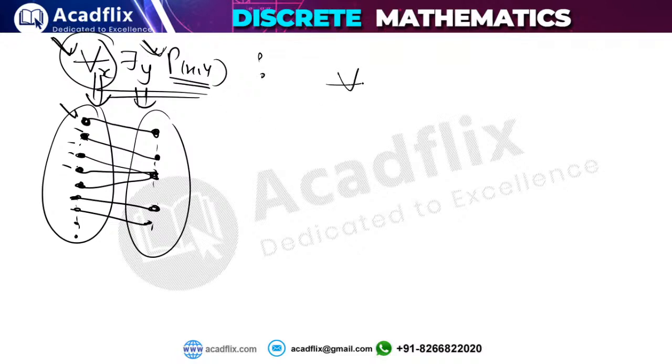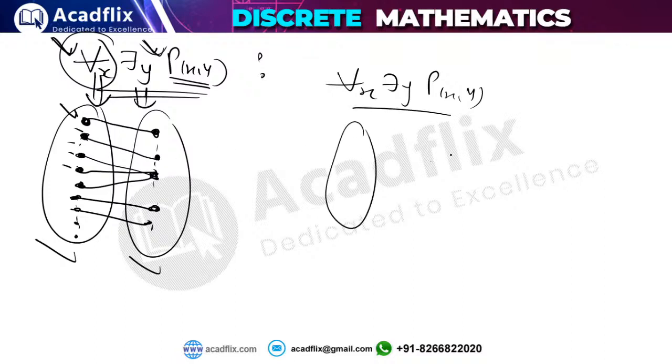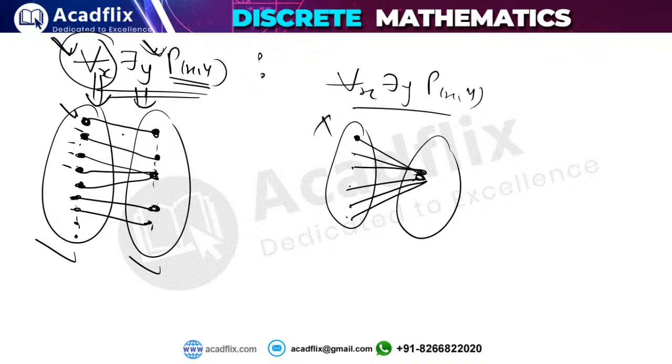Remember, don't think like this. This for all x there exists y means that for everyone there is someone. This does not mean this. Some students make this mistake. What do they think? They think like this: for everyone there is a fixed element. No, this is not what we are saying. We are saying that for everyone there must be someone.